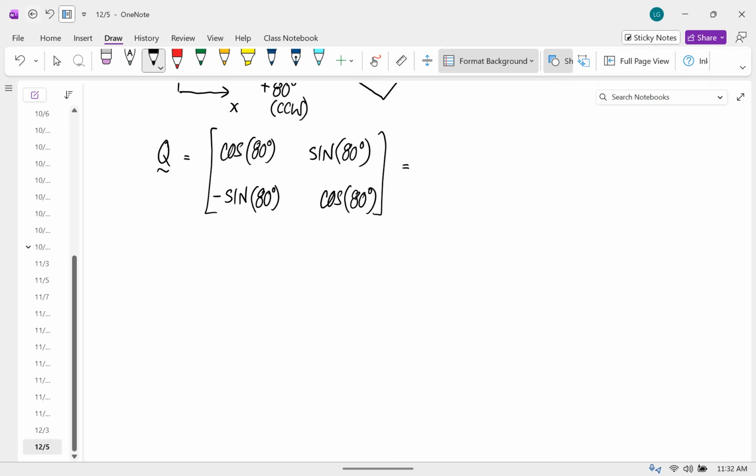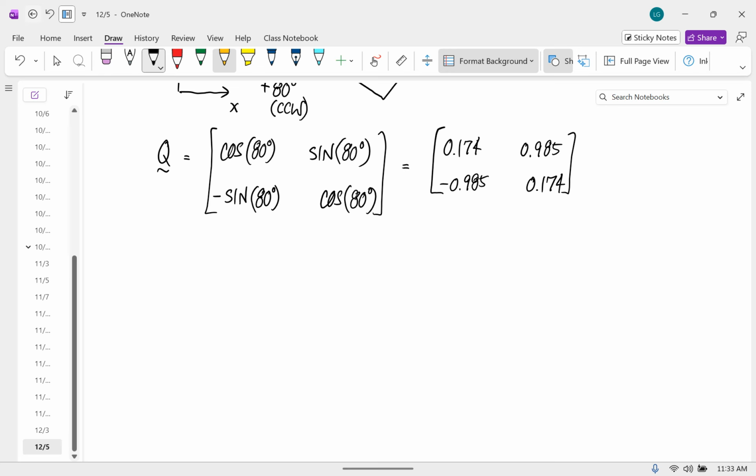That's right. Cosine of 80. Okay, so if you punch this in, you get 0.174, 0.985, negative 0.985, 0.174. But now we just have to multiply that.